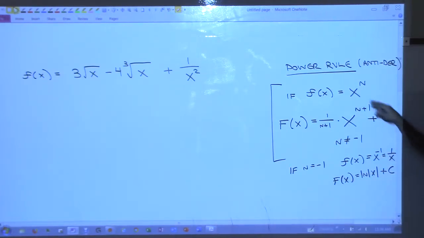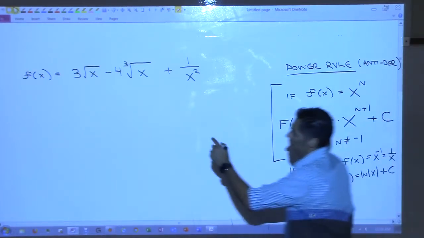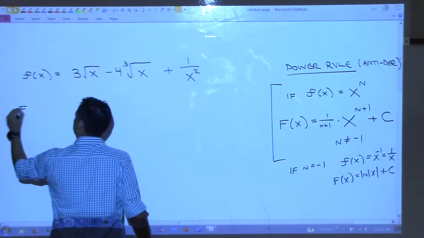When it comes to x to any power, we've got a formula for it, with the exception of when it's -1, but that's just 1 over x, and we know the antiderivative. So every power of x we ever see, we should be able to find the antiderivative. And the next example will illustrate that. Are you all following me? Okay. So let's try and find capital F of x here.